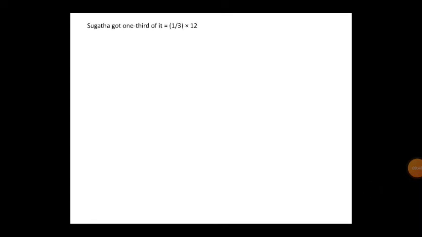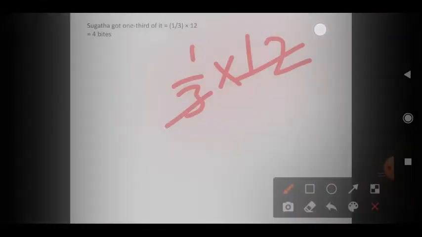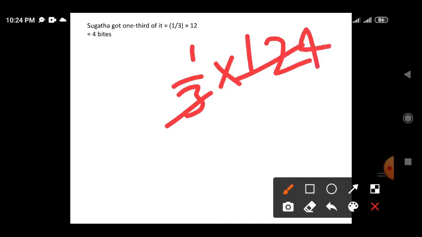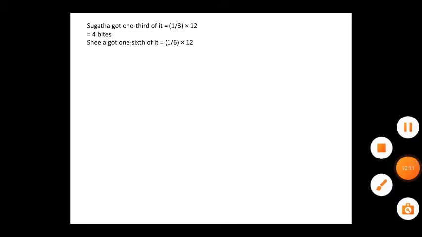And like that only you have to find for Sugata. For Sugata, what portion did she give? 1/3 portion. So it is 1/3 multiplied with 12. So 3, how many times? 4 times. So how many bites does she get? 4 bites.